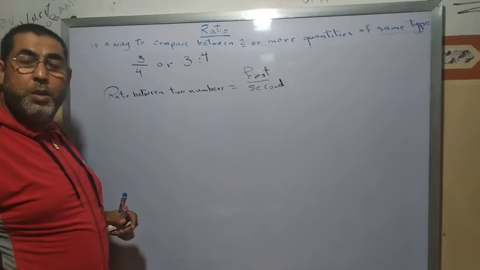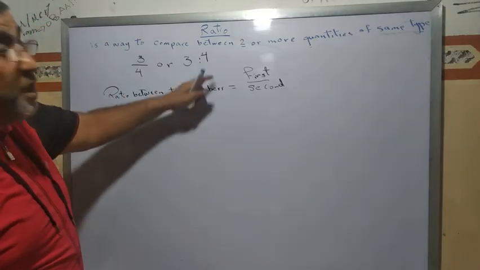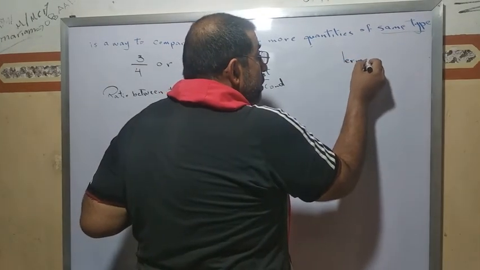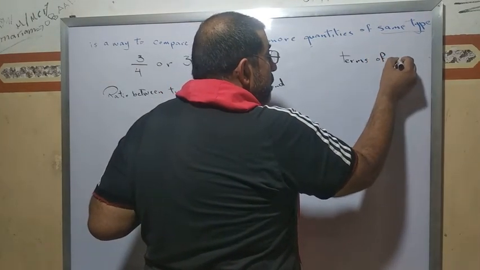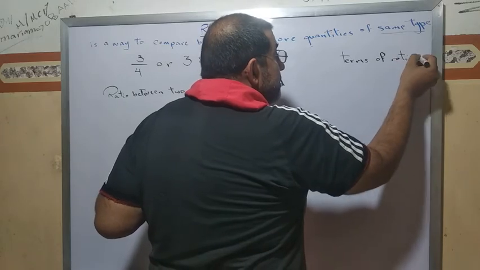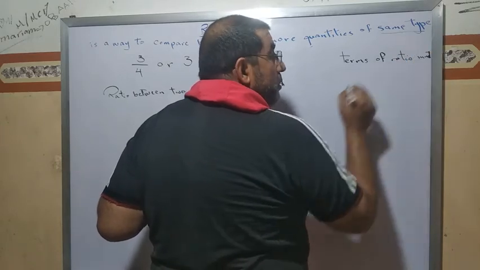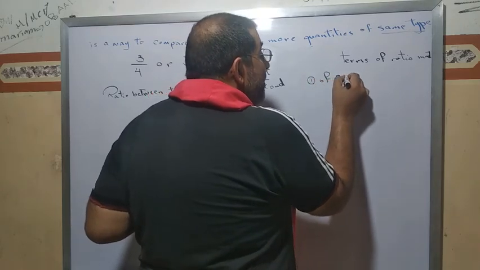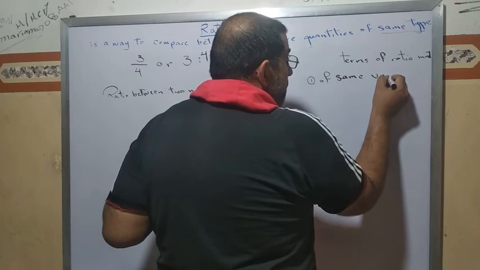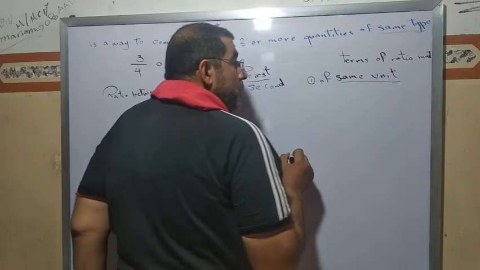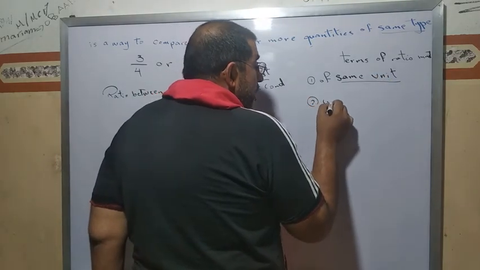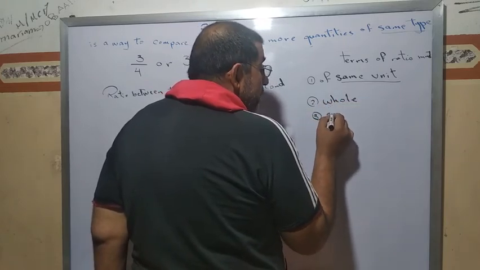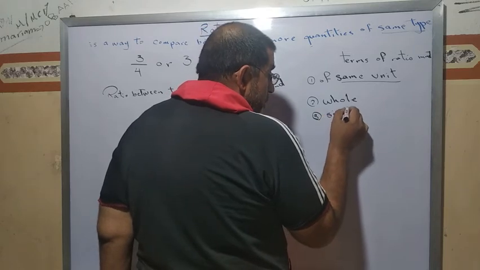Terms of ratio: the first term and the second term. Terms of ratio must be what? Number 1, must be of the same units. Number 2, must be whole. Number 3, must be in simplest form.